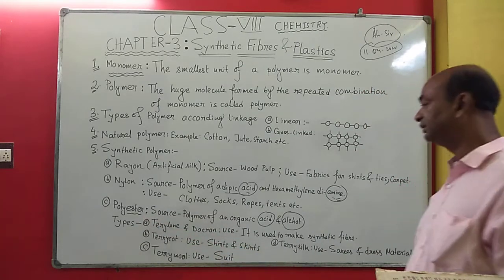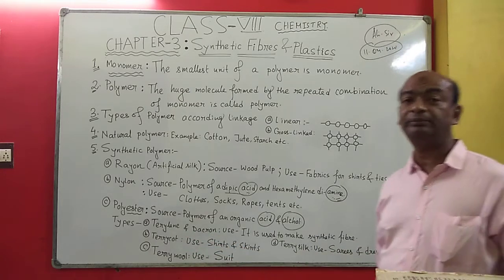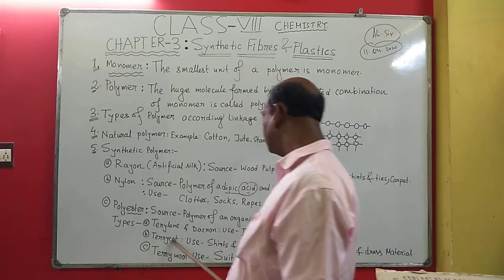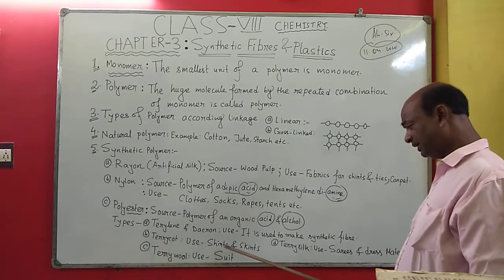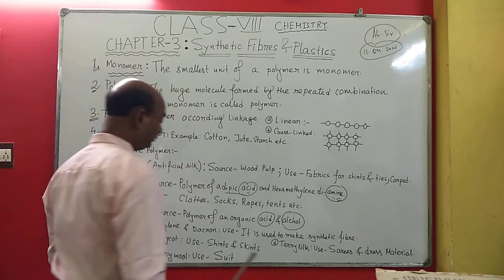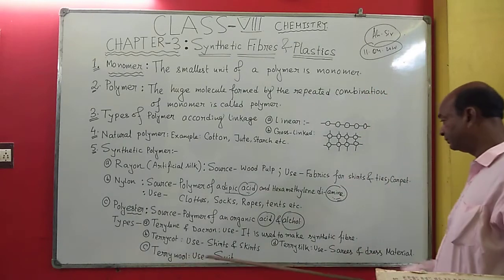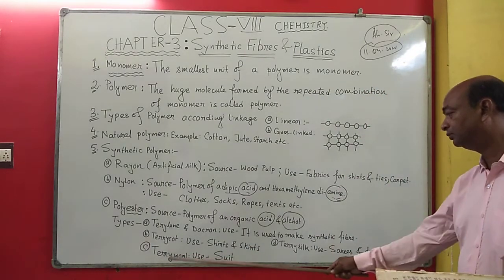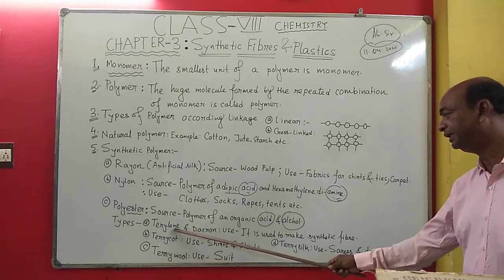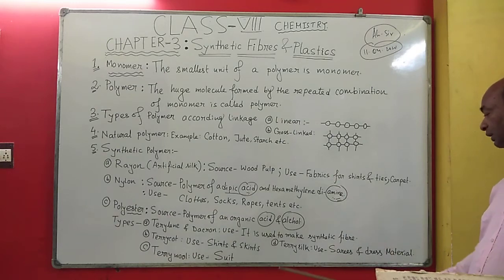Then so many varieties are there, such as terylene and dacron. Then terry cot, sometimes you say terry cotton, is used to make shirts, skirts, pants and many dress materials. Terry wool is used to make suits, pants and shirts as well. These are the examples of polyester. And moreover, terry silk is used to make sarees and dress materials also.